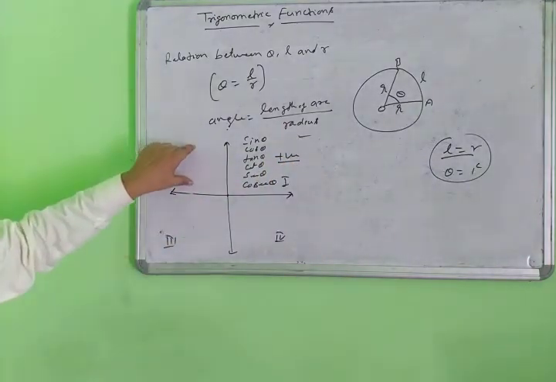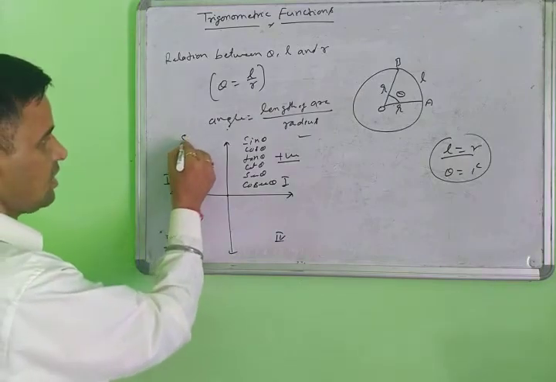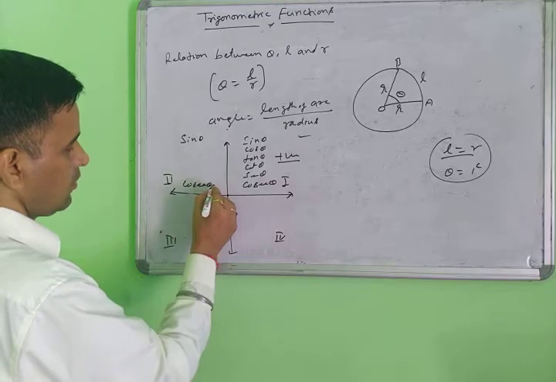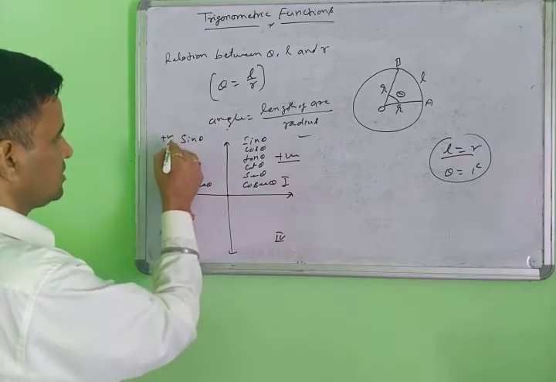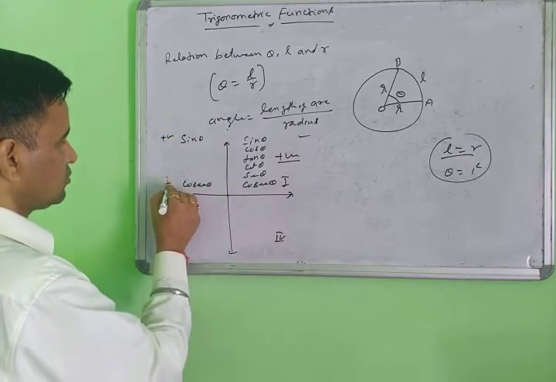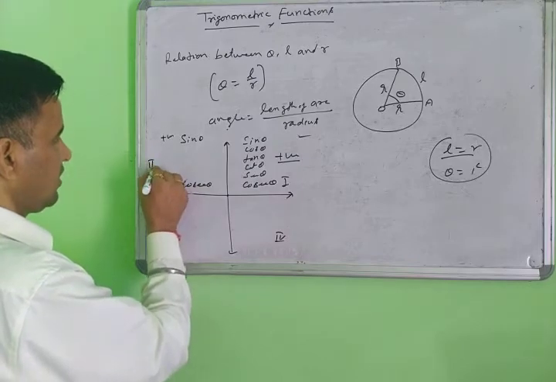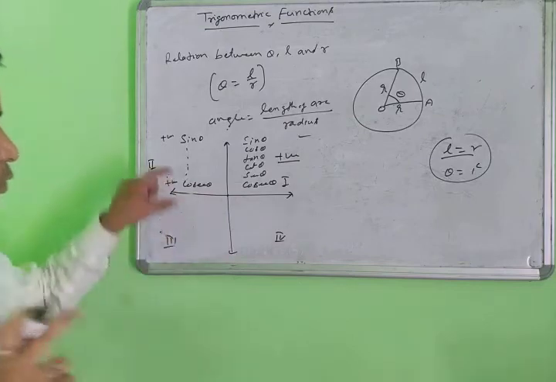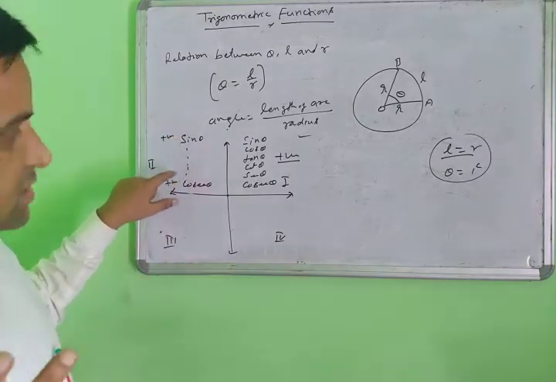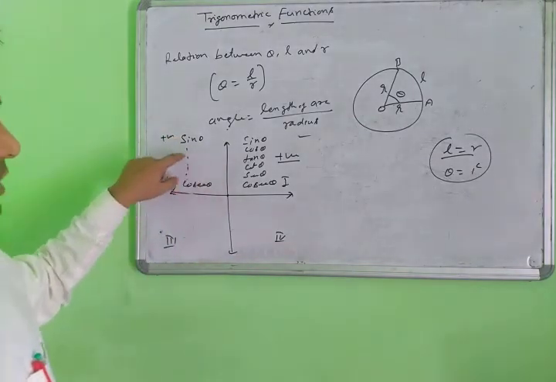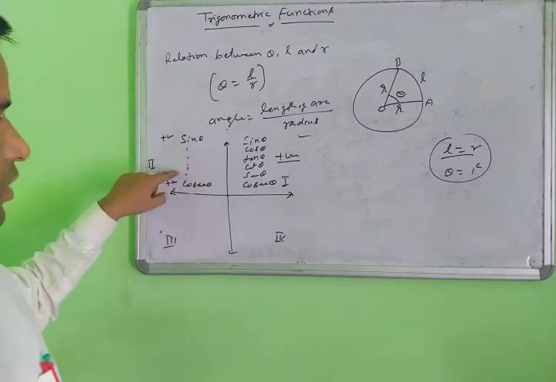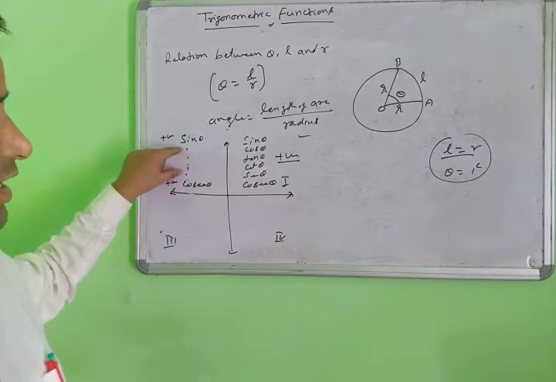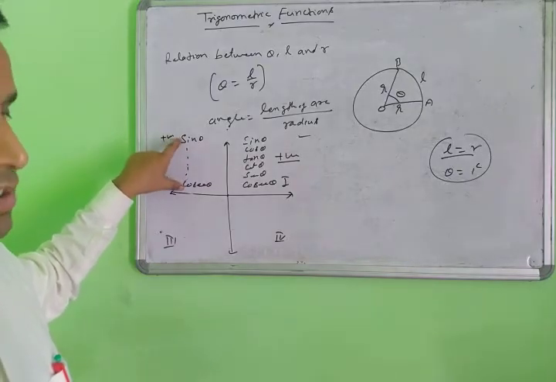In the second quadrant, only sin theta and cosec theta are positive. This is positive, and this is also positive. This is the second quadrant. The rest will be negative. Only two, sin theta and cosec theta, are positive. The rest, cos, tan, sec, and cot, are negative, while sin and cosec are positive.